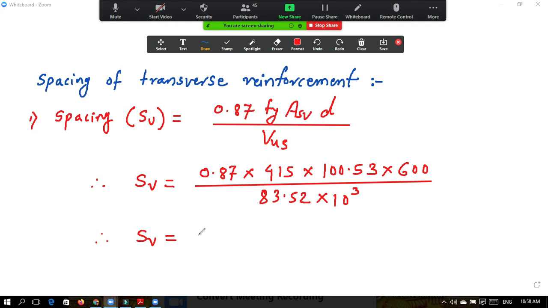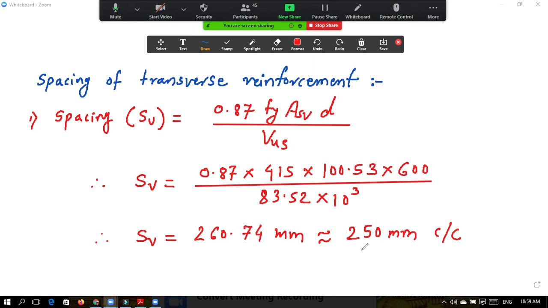The value is about 460.75. So always we reduce the spacing. We will reduce the spacing to 250 mm center to center. So from the first criteria, we got the spacing as 250 mm.